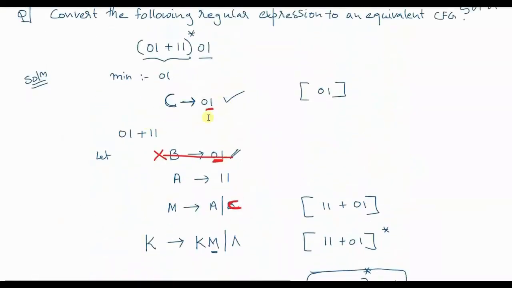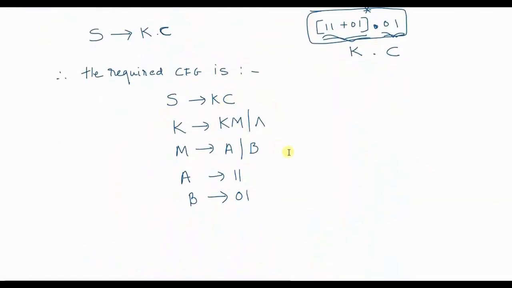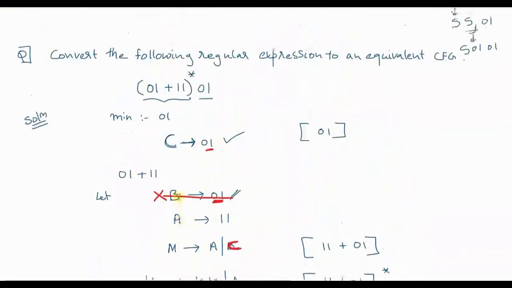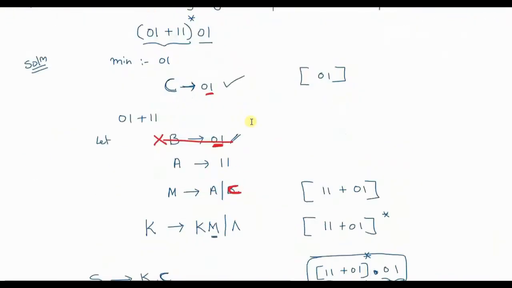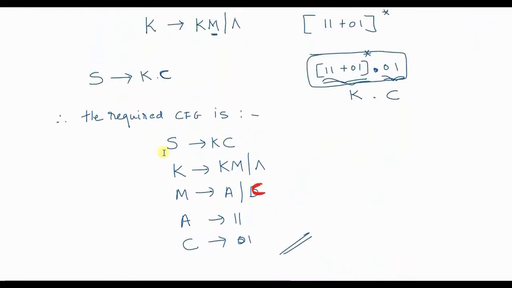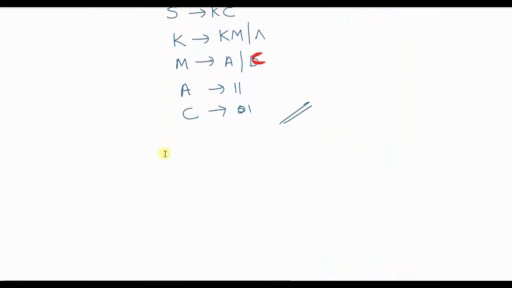So with that change applied, my final required CFG will have what? M gives A, in place of B I will have C, right? And I will not have to write one extra production, that is B gives 0 1. This last one, B gives 0 1, I don't have to write, and I will have to write the last one, C gives 0 1. Understood? So this is how any regular expression can be converted to a context-free grammar. Okay. Finally, don't forget to write this.